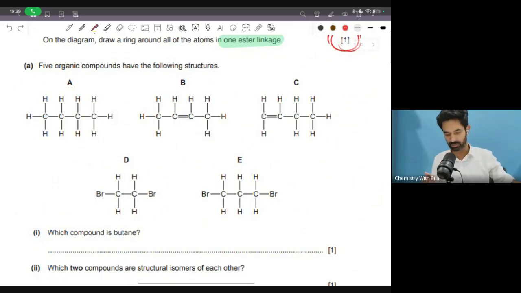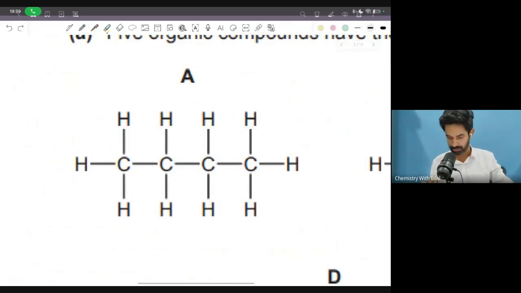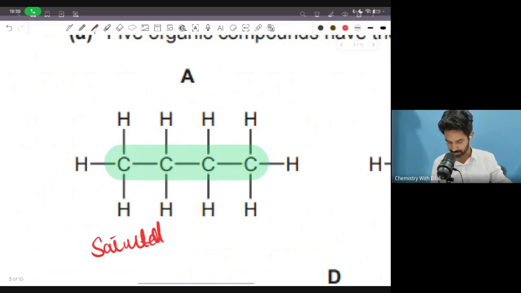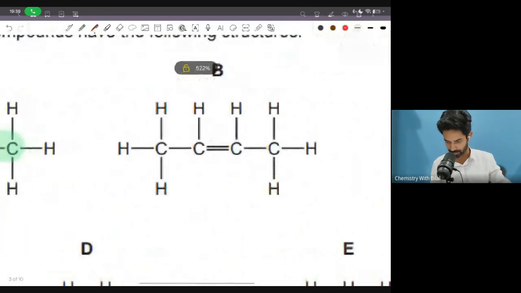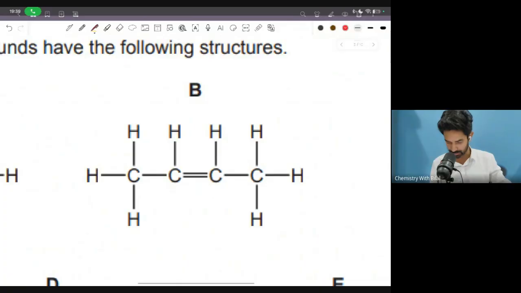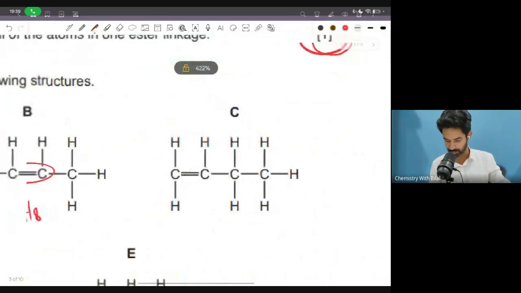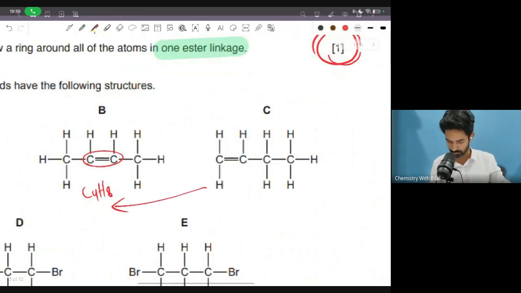5 organic compounds have the following structures. We have compound A. This is a hydrocarbon as it contains carbon and hydrogen atoms only. It is saturated as all carbon-carbon bonds are single. It is a saturated hydrocarbon. Exactly, it is butane because it has 4 carbons and it follows the general formula of alkane. This is also a hydrocarbon, but this is unsaturated because there is a double bond, so it should be C4H8. Unsaturated hai alkene. This also has the same molecular formula, but B and C have different positions of double bond, so they have different structures. They are different molecules. Both of them are isomers of each other.